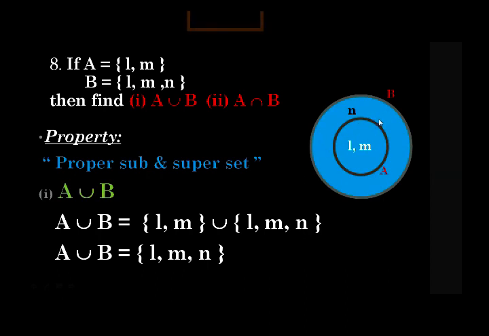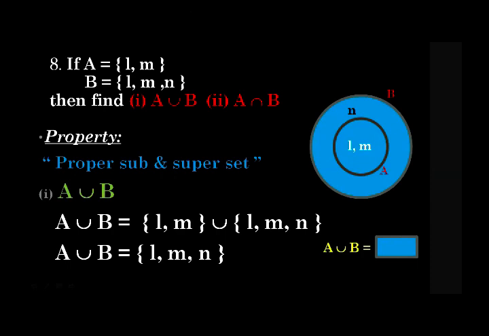As we all know, this is a property of union, so we will shade the complete part of the circle. Now come to the key of this property. We will draw a small rectangle box, and we will shade the whole rectangle area. So this is our question number 8, part 1, A union B.